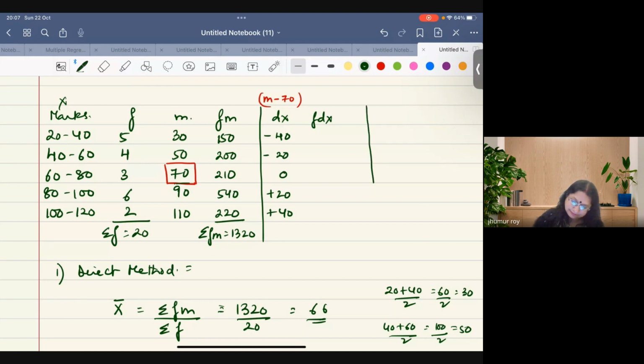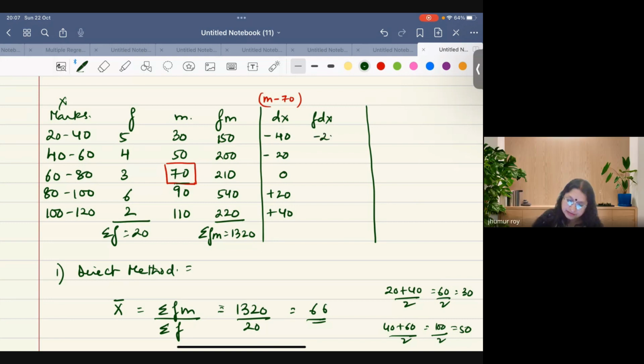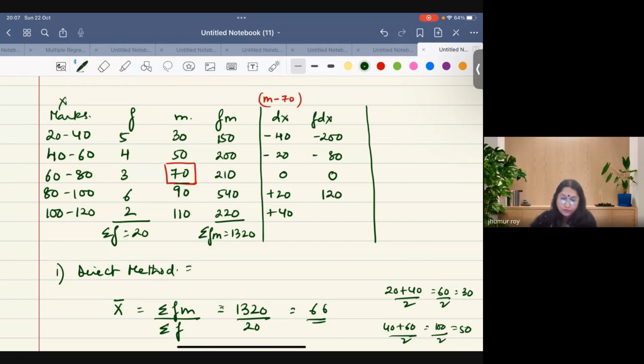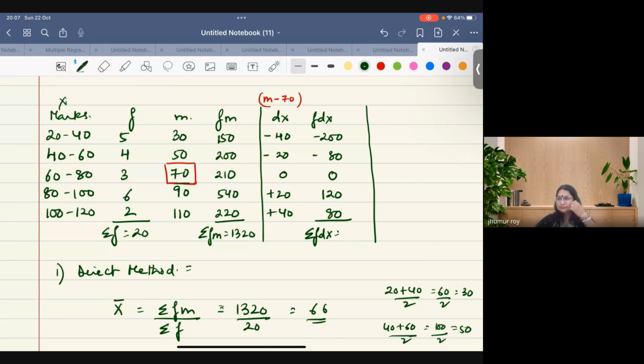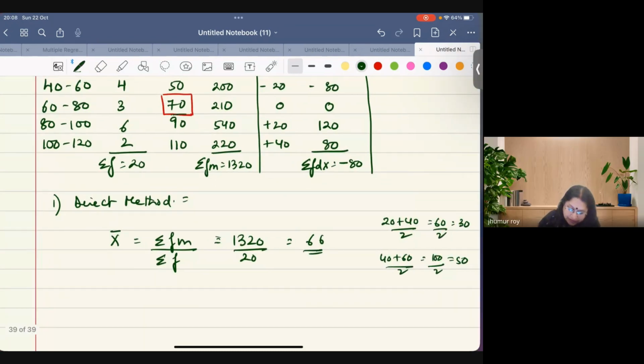Next we calculate FDX. Minus 40 into 5 is minus 200. Then minus 20 into 4 is minus 80. 0 into 3 is 0. Then 20 into 6 is 120, and 40 into 2 is 80. So we will calculate sigma FDX, which is minus 80. Now what is the formula for this?